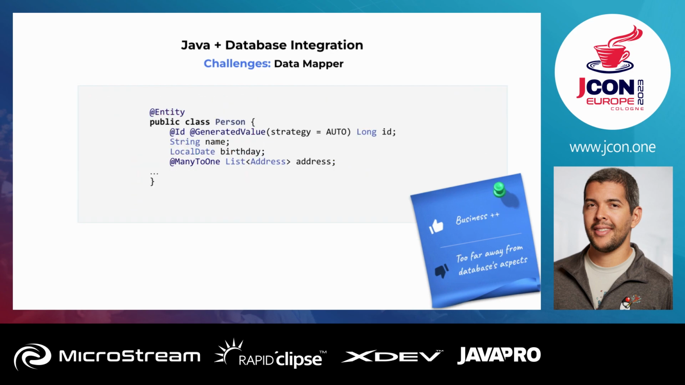And on the other hand, I have the mapper idea. So I can use JPA, Jakarta NoSQL, and so on. So I have my entity, for example, person, with a couple of annotations, and be happy with that because I will go closer to my business. However, it's too far from the database perspective.